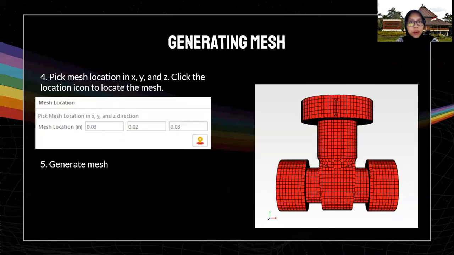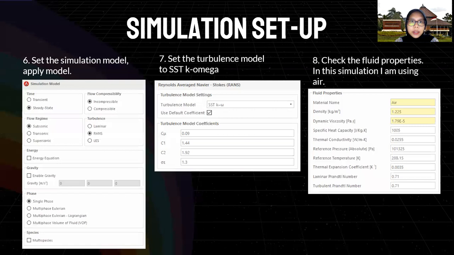And then after that, we have to generate the mesh. Before that, we have to pick the mesh location in X, Y, and Z. We're going to click the location icon to locate the mesh. We have to make sure that the mesh is inside the gate so we can generate it perfectly. And after that, we generate the mesh, and here are the pictures of the results of the mesh generation.